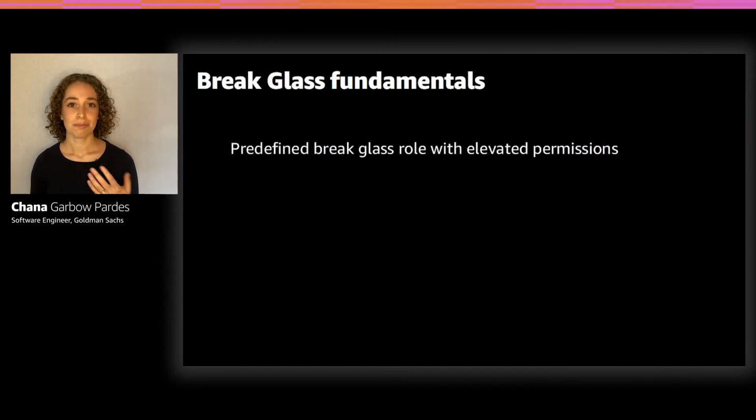So what we have is a break glass role that, as we mentioned, is also pre-deployed to every account. And this has elevated permissions for that role. And so why do we have this role? What's the use case for it? Well, at Goldman Sachs, we automate our deployment of resources using infrastructure as code. So this role is not for the deployment of resources.